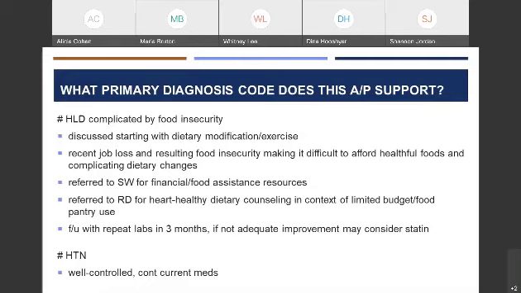Dr. Cohen, you are muted. I'm so sorry. Thank you.